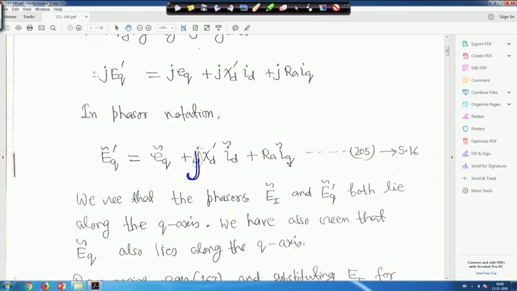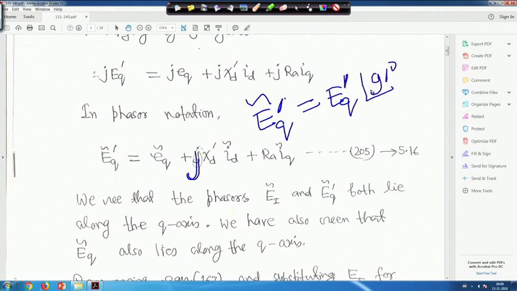That means EQ dash tilde is equal to basically EQ dash and angle 90 degrees, that is JEQ dash. Similarly, for small EQ tilde, similarly for IQ tilde, and I told you that the Q axis is leading this one. So, it will be JX dash ID tilde. So, this is your phasor relation, and this is for my reference, this is equation 205, right.